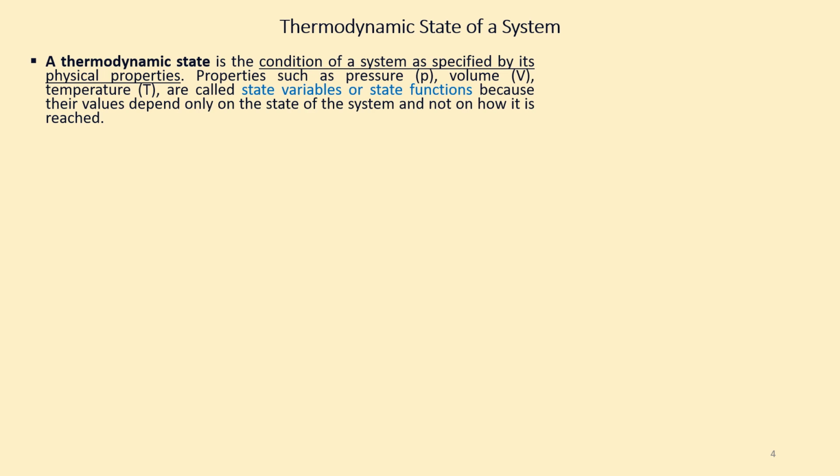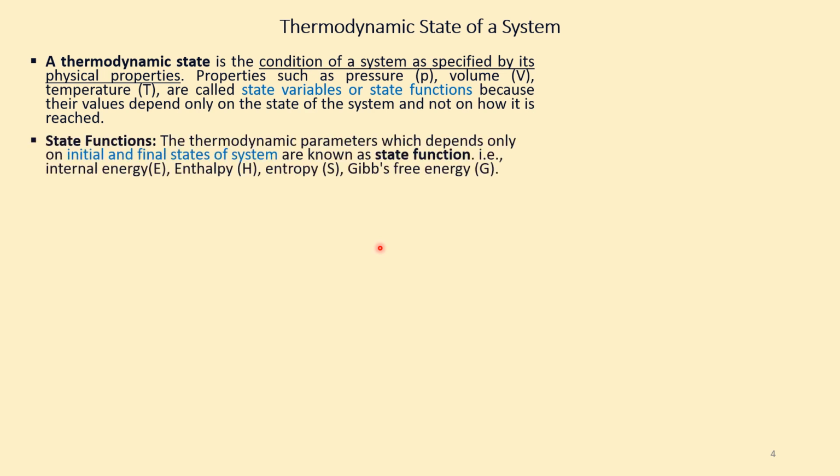Properties such as pressure, volume, and temperature are called state variables or state functions because their values depend on the state of the system and not on how it is reached. State functions are the thermodynamic parameters which depend only on the initial and final states of the system. Examples are internal energy, capital E, enthalpy, capital H, entropy, capital S, and Gibbs free energy, capital G.